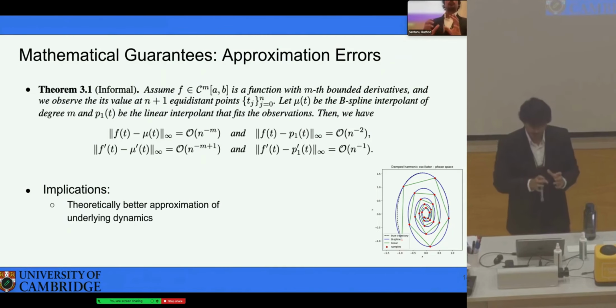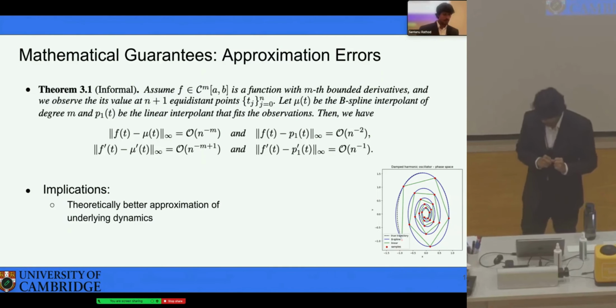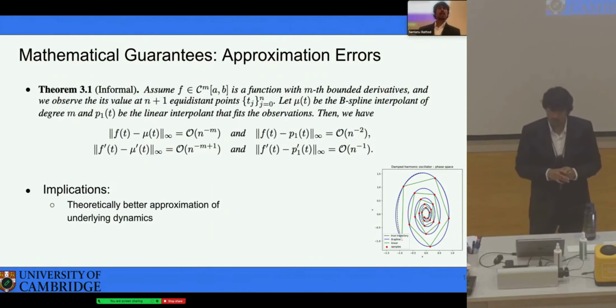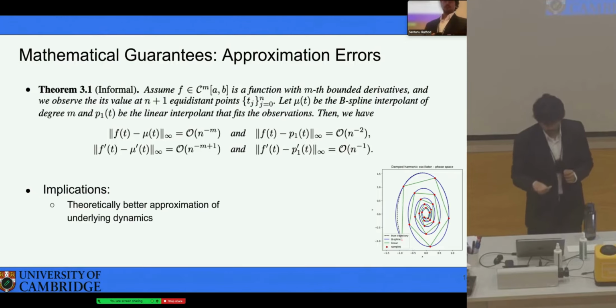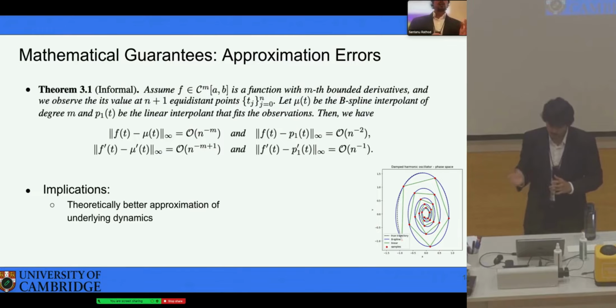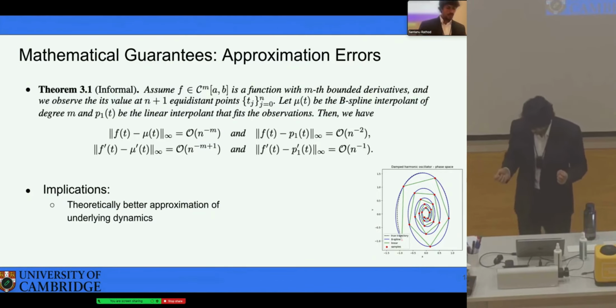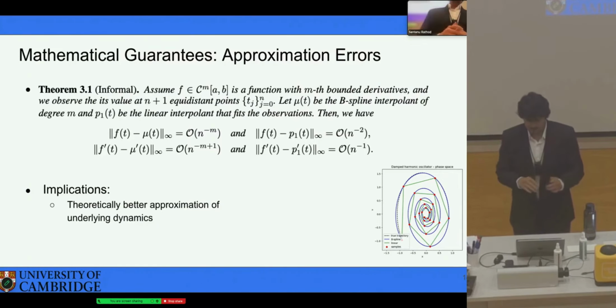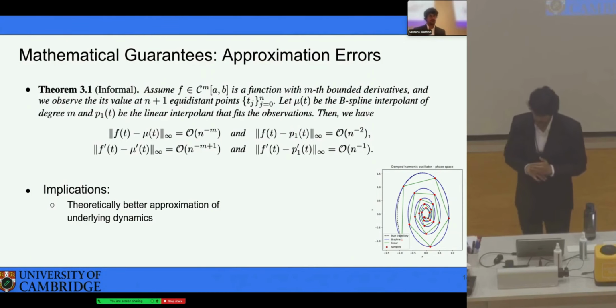where the approximation error of the B-spline is of order n raised to minus m, where n is the number of observations and m is the underlying polynomial degree that you've chosen. For the linear interpolants, it's of order n raised to minus 2, where n is also the number of samples observed, so to speak. So you can naturally see that as n becomes larger and as m also becomes larger, you are going to get lower approximation error on B-splines compared to linear interpolants.